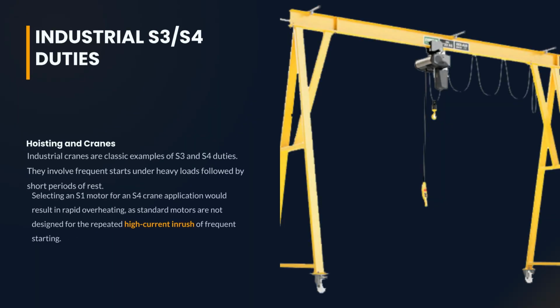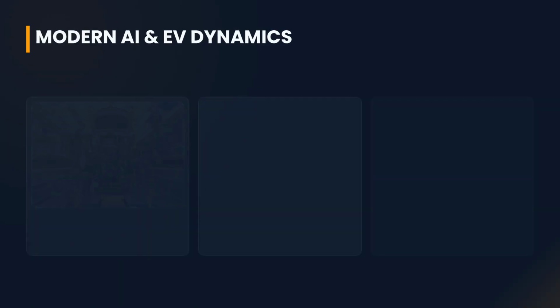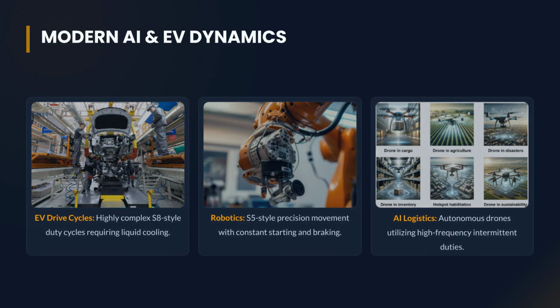Industrial cranes are classic examples of S3 and S4 duties, involving frequent starts under heavy loads. Selecting an S1 motor for an S4 application would lead to rapid overheating due to the repeated high current inrush of starting. Modern applications utilize complex duties. Electric vehicle drive cycles are highly complex S8 style. Robotics use S5 style precision movements, and AI logistics utilize high-frequency intermittent duties for drones.